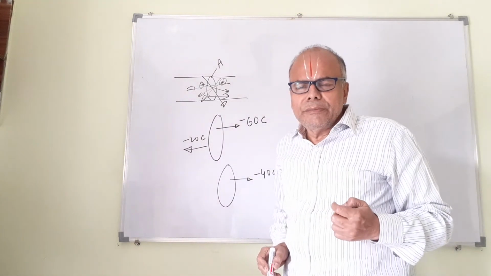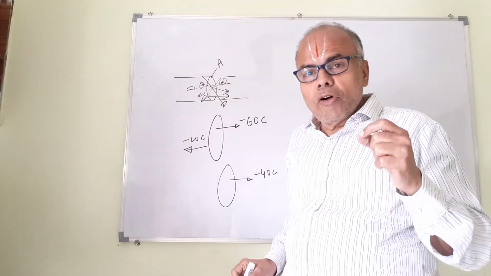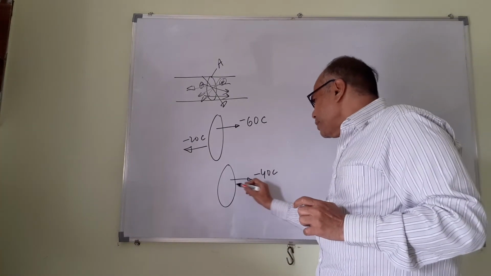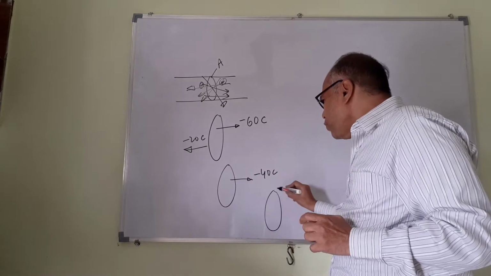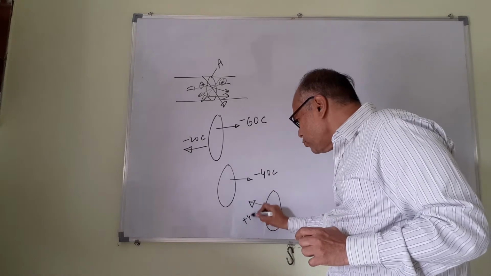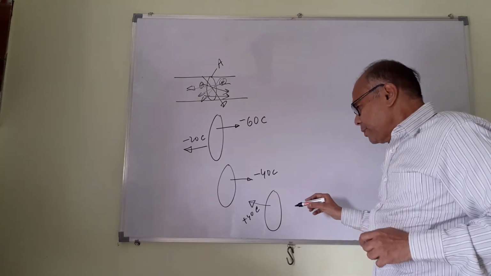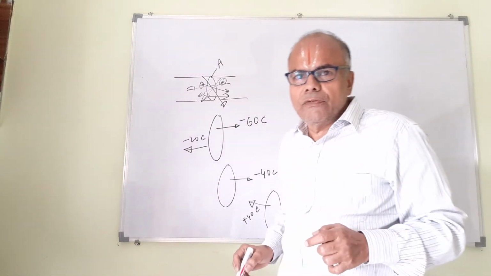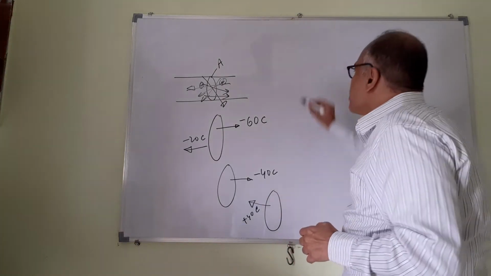Now current as a convention is the direction of the flow of positive charges. So the direction of current will not be shown towards the right. Minus 40 coulomb flowing to the right is equivalent to plus 40 coulomb flowing to the left. So therefore the current is towards the left. Conventional current is the direction of flow of positive charges.